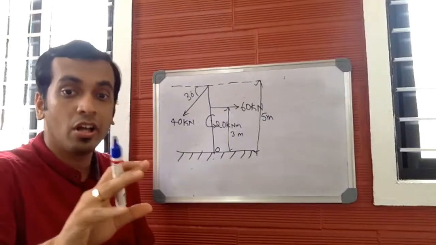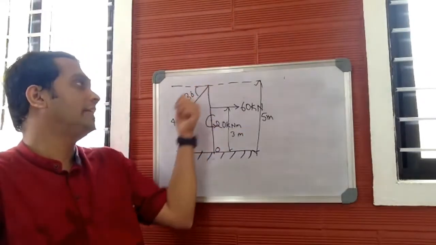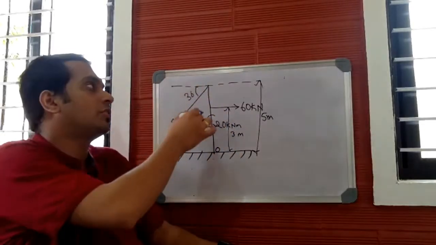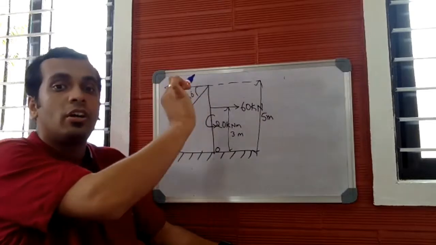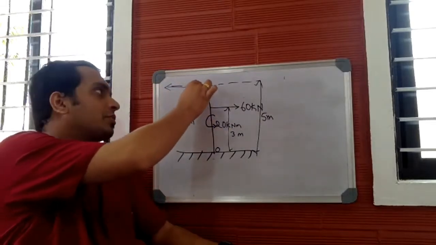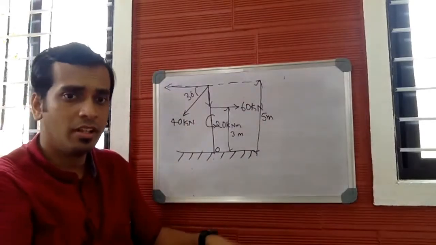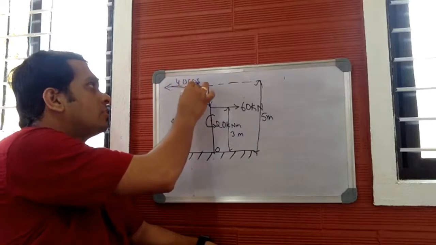Step number one is to resolve the inclined forces. How many inclined forces do we have? We just have one inclined force here of 40 kilonewton magnitude. Resolve this force into its horizontal and vertical components. So this is the horizontal. Make sure that you draw the resolved components exactly at the point of application, and this will be the vertical component. So the horizontal component will be 40 cos 30.